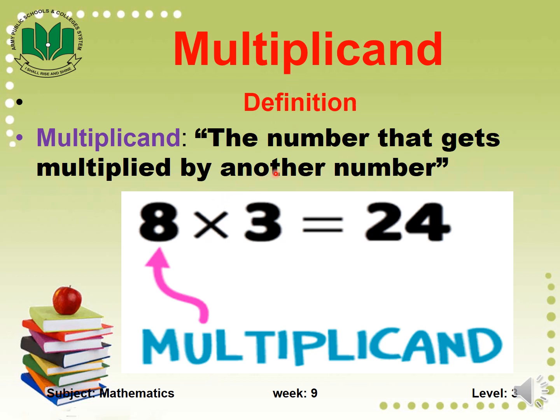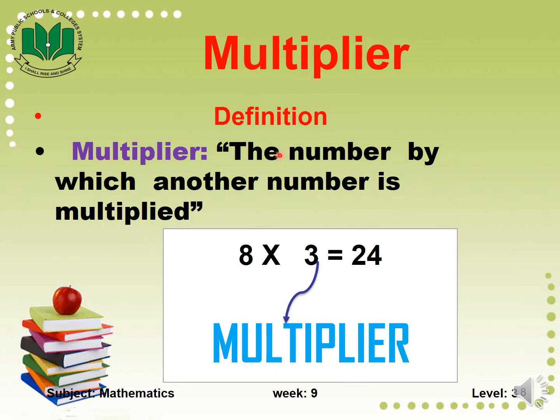Multiplicand. The number that gets multiplied by another number is called as multiplicand. Here you can see this 8 is getting multiplied by this number 3. So this 8 is called as multiplicand. Multiplier. The number by which another number is multiplied is called multiplier. Here you can see this 8 is getting multiplied with this number 3. So this number 3 is called as multiplier.